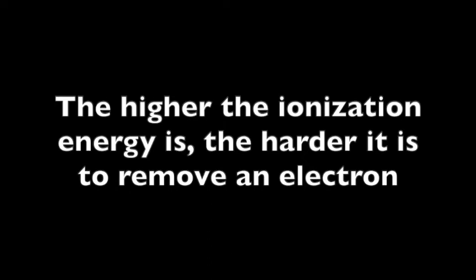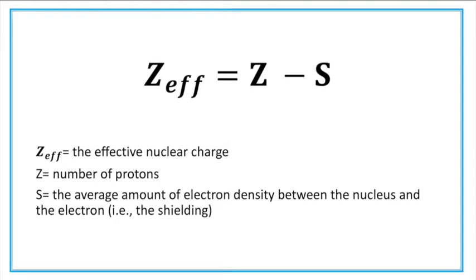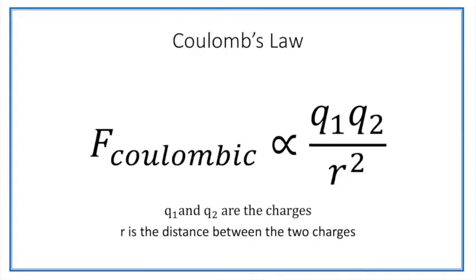How easy or hard it is to remove an electron depends on the effective nuclear charge, which is related to the number of protons in the nucleus, as well as electron shielding. The second thing is the Coulombic force, governed by Coulomb's law, which increases as charges get closer, decreases as charges get farther away, and increases as the charges get larger.